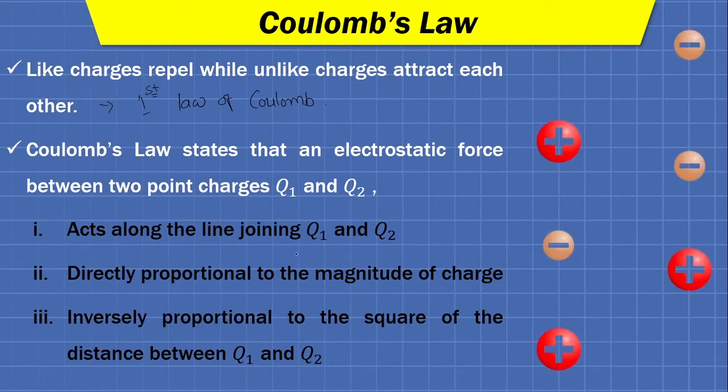So here we are considering three cases. In the first case, one proton and one electron are considered. In the second case, two electrons are considered, and in the third case, two protons are considered. Referring to Coulomb's law, the force between these two charges will act along the line joining both the charges. So for the first case, the direction of force will be on this dotted line. For the second and third cases, the direction of force will be on these dotted lines.